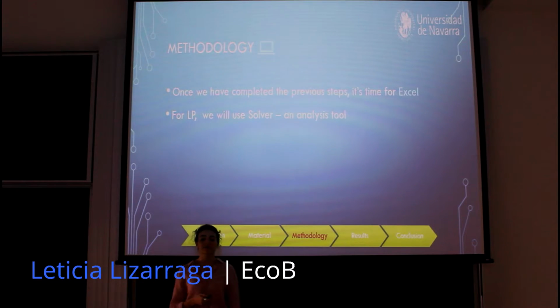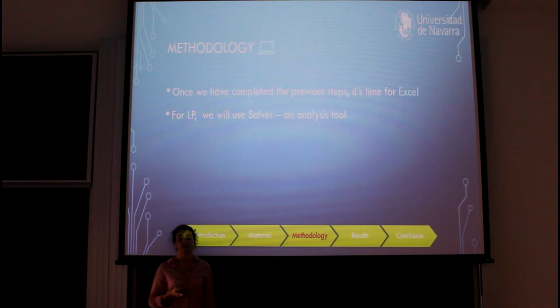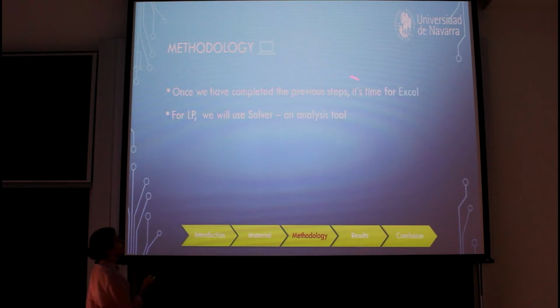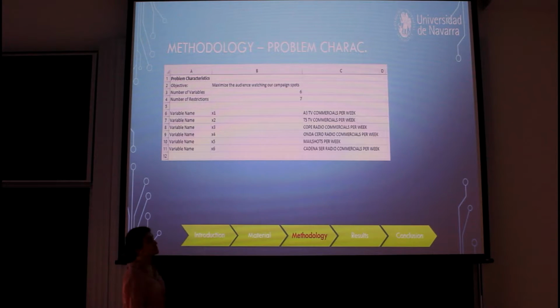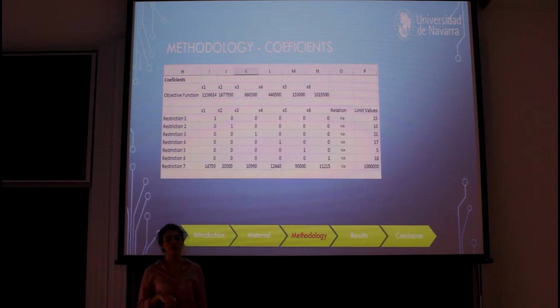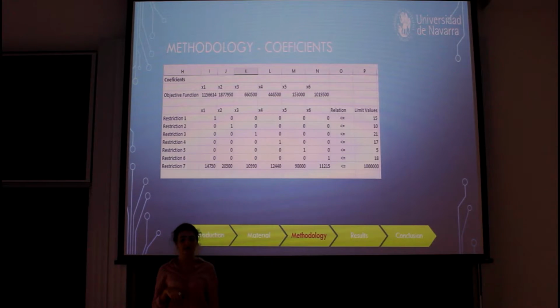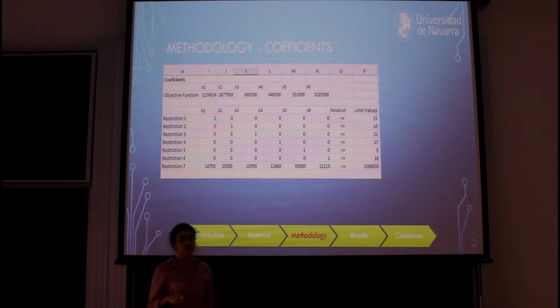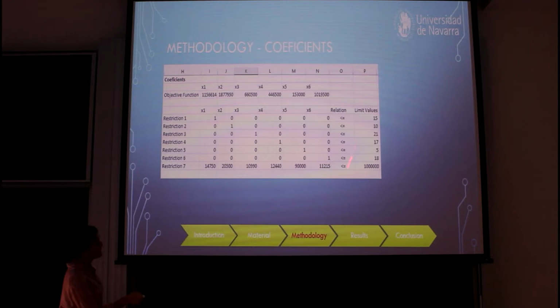When we complete the previous steps, it's time for Excel, which in combination with the analysis tool Solver will give us the optimum values for the maximization of the audience. In relation with the problem characteristics, there is nothing new. We just state our goal and the variables meaning related to the case. On coefficients, we will write our objective function to maximize and the restrictions related to the media and budget. The most important thing is the relation between the restrictions and its limit values.